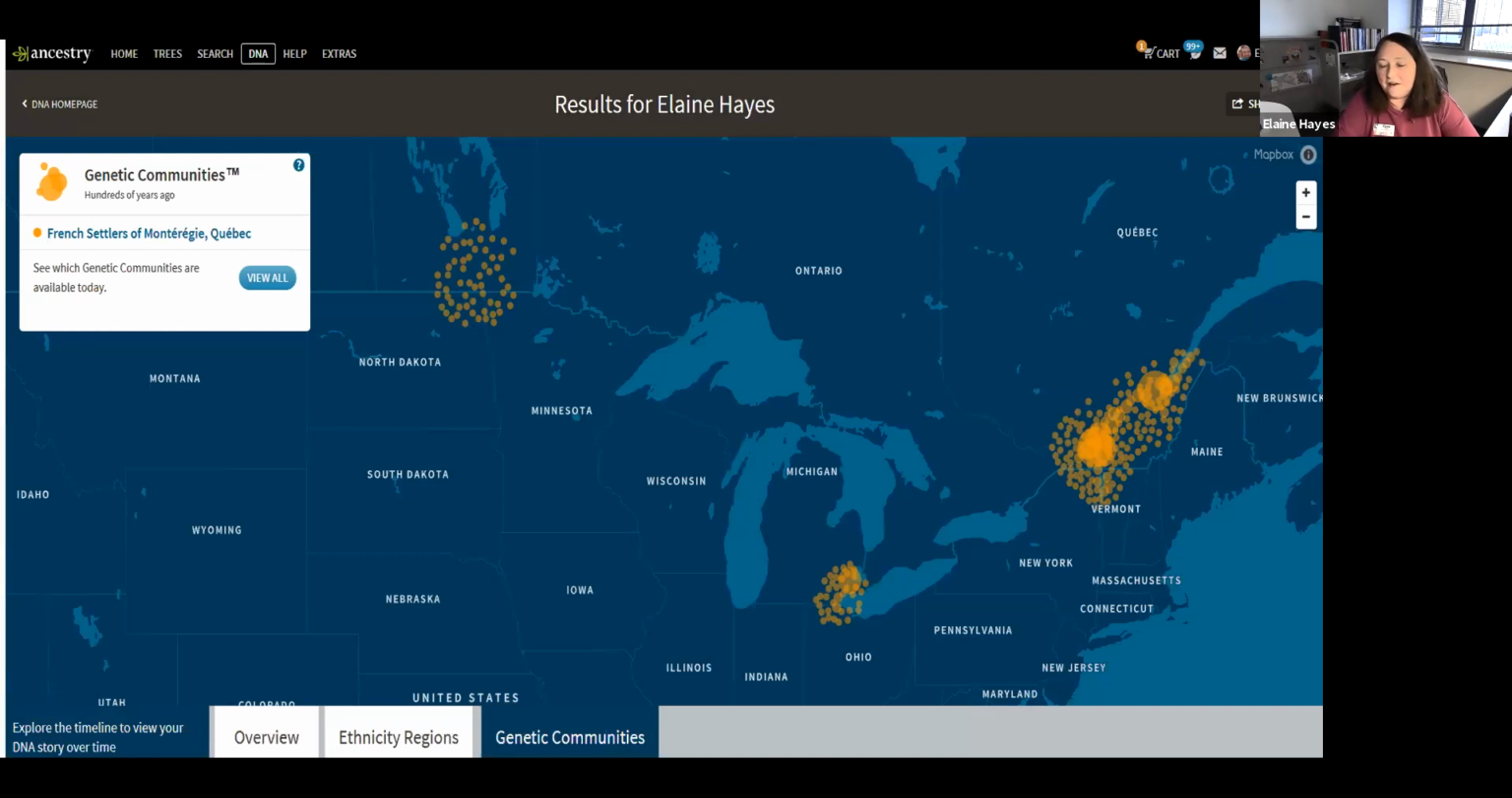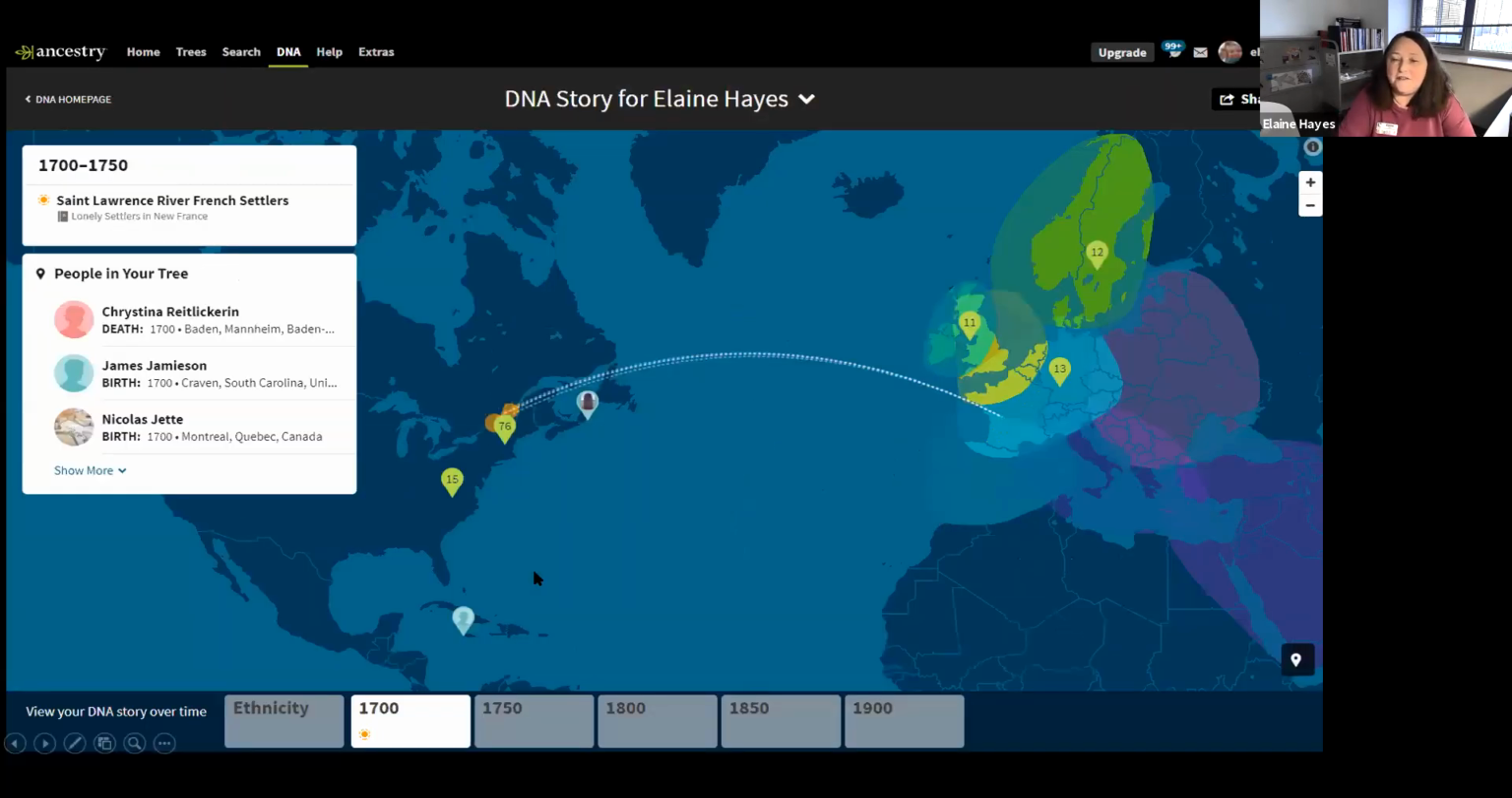And this is just looking a little closer at the genetic communities, the French Canadians. Actually all those little dots represent a person in my family tree and where they lived. So you can see they kind of clustered together. It tells you a lot of historical information about things like immigration and early communities.